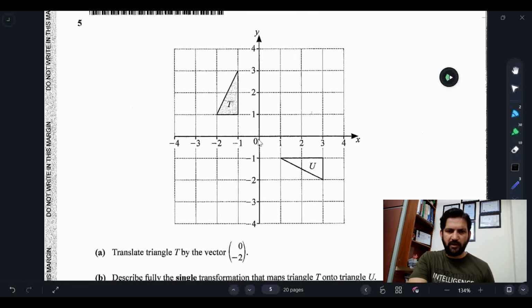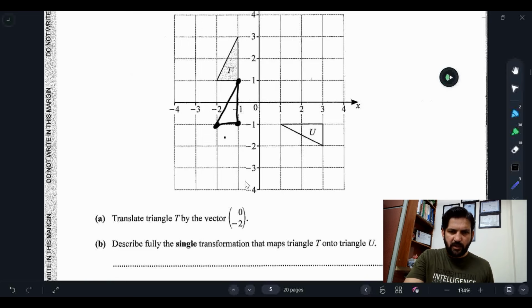In question number 5, they are saying to translate triangle T by this vector. So triangle T by the vector means 0 in the x-axis and minus 2 in the y-axis. So we simply shift all the points 2 units towards the downward side. This point will be here, this point will be here, and this will be here. So the translation will be this, and this will be the final answer. I hope that the concept is clear.